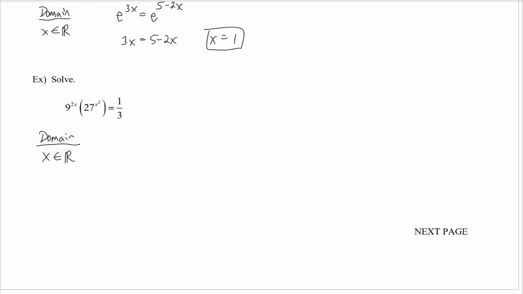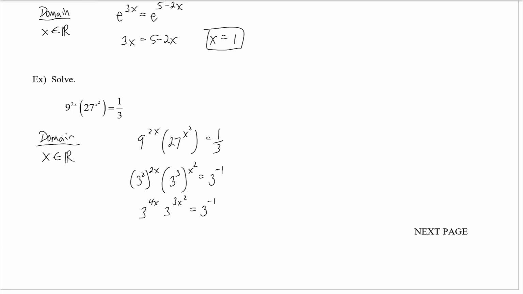All right. Well, here's what I noticed. Base 9, base 27, and base 1/3 can all be rewritten as exponential functions with base 3. For example, 9 is the same thing as 3 squared. 27 is the same thing as 3 cubed. And 1/3 is the same thing as 3 to the negative 1. So I really have 3 to the 4x times 3 to the 3x squared equals 3 to the negative 1.